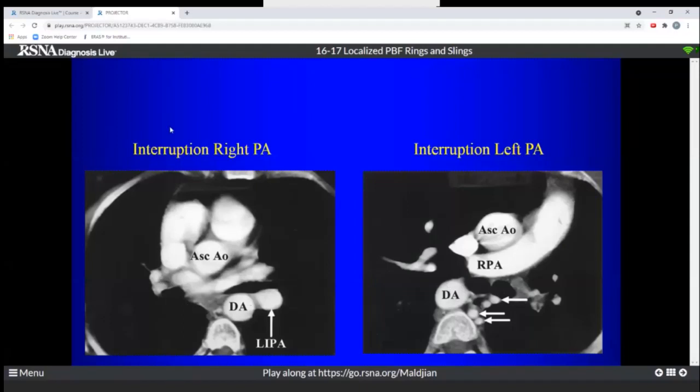So here's an example of an interrupted right pulmonary artery here. And then here you can see the right pulmonary artery, the left pulmonary artery we don't see, dilated vessels here supplying the lung on the left side. So this is an example of an interrupted left pulmonary artery.